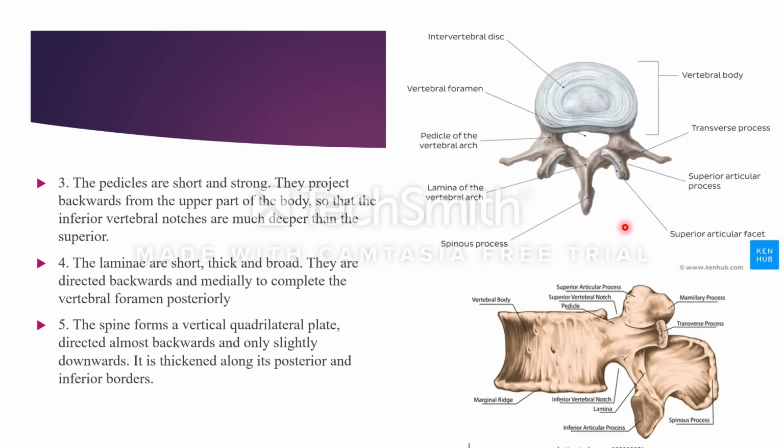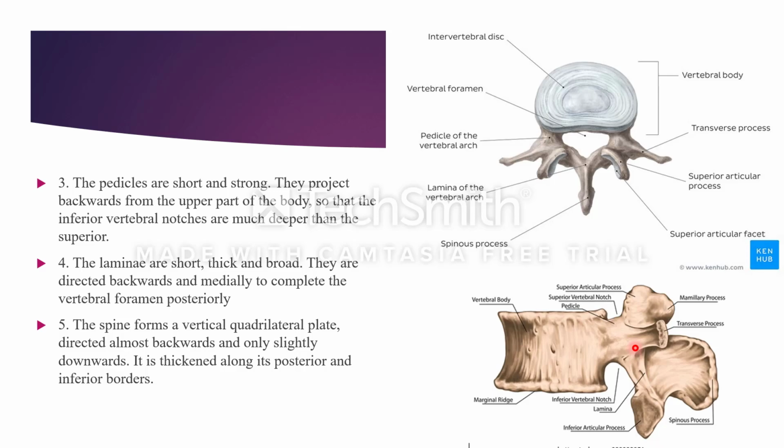The pedicles are short. See here, these are the pedicles. They are very short and strong. They project backward from the upper part of the body, so the inferior vertebral notches, you can see here, this is the inferior vertebral notch, are much deeper than the superior one. This is the superior vertebral notch. It is shallow, but this inferior vertebral notch is much deeper. Then we will discuss the lamina.